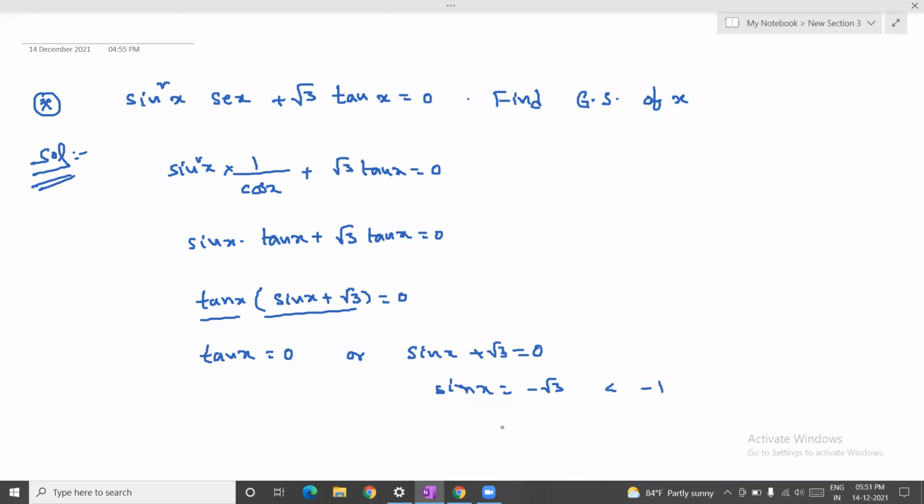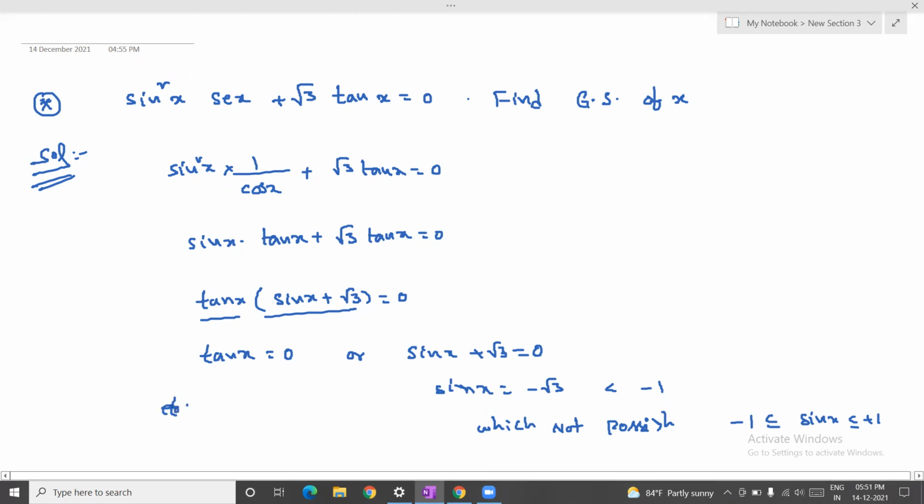If I take the second expression, sin x will become minus root 3, which is less than minus 1. But actually sin x is lying between, which is not possible. Why is it not possible? Because minus 1 is less than or equal to sin x, which is less than or equal to plus 1. But it is showing less than minus 1. So it is not possible. Only tan x equal to 0 is possible.